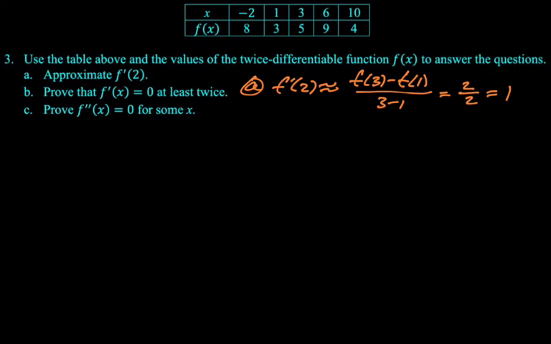All right, now this is where it gets a little weird. We want to prove that f prime equals 0 at least twice. All right, so when I need to do this, what I like to do is I'll go to the table and I'll just do little arrow things.